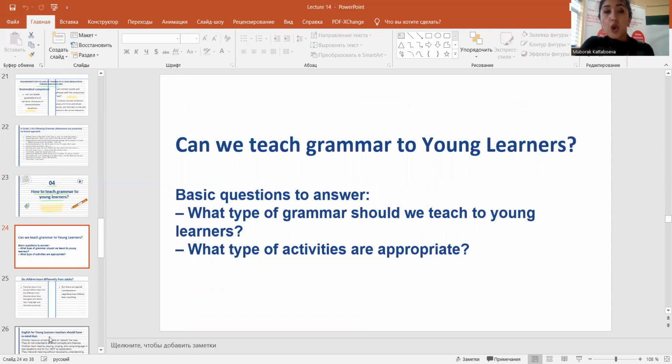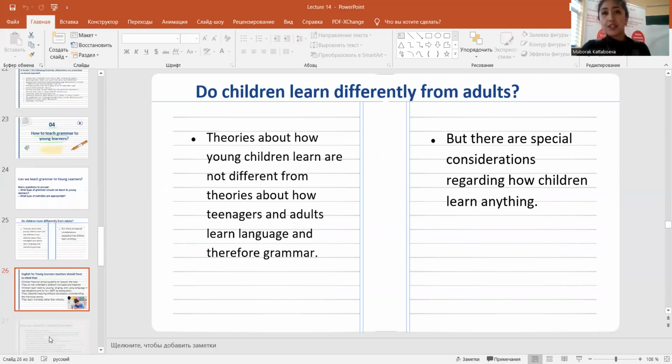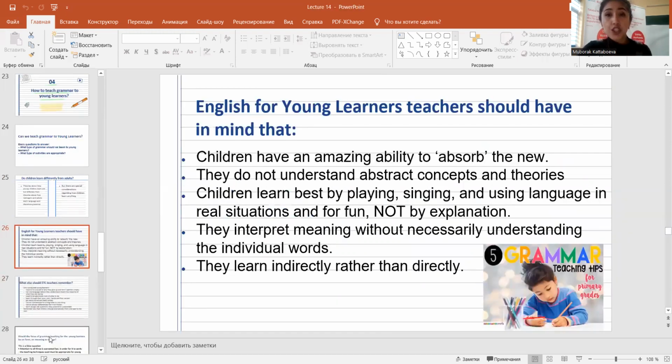Basic questions. So, what type of grammar should we teach to young learners? What type of activities are appropriate? So, we should first answer these two questions from methodological point of view. Do children learn differently from adults? Yes. Theories about how young children learn are not different from theories about how teenagers and adults learn language, therefore grammar. But there are special considerations regarding how children learn everything. So it's different. English for young learners.